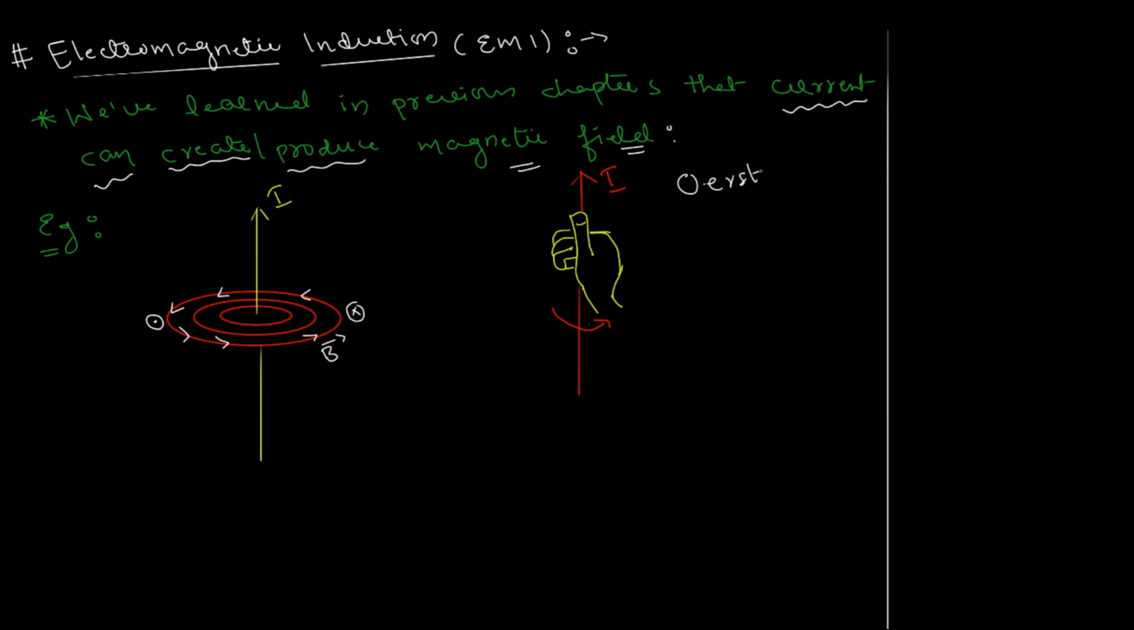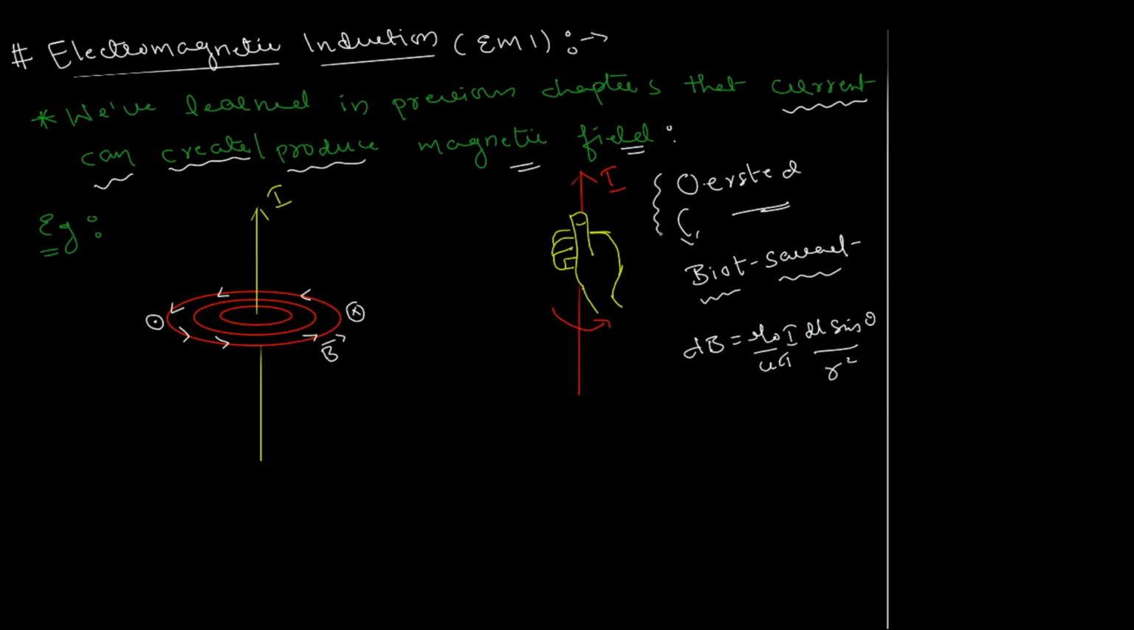Ørsted was one of the first people to have noticed this, and then using Ørsted's observation, Biot-Savart confirmed it. Not only did he confirm, but he also gave an expression for the magnetic field, that dB is equal to mu naught by 4 pi, I dl sine theta, divided by r squared, and that's Biot-Savart's law for you. But we're not here to discuss all those things all over again.